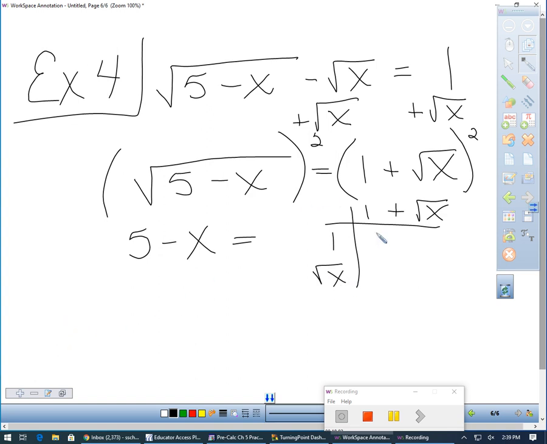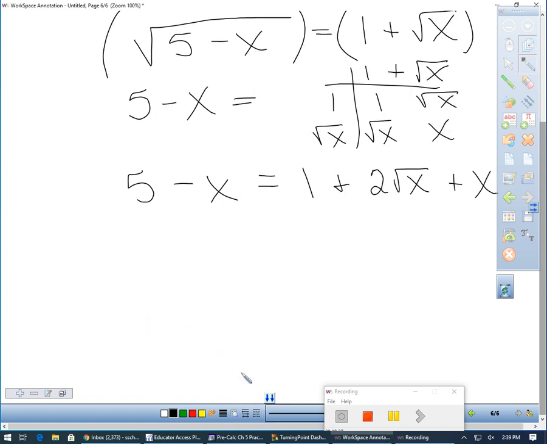1 times 1 is 1. 1 times the square root of x is square root of x. 1 times the square root of x is square root of x. Square root of x times square root of x is x. So on this side, we get 1 plus, adding our diagonal together, we have 2 square roots of x plus x equals our 5 minus x.